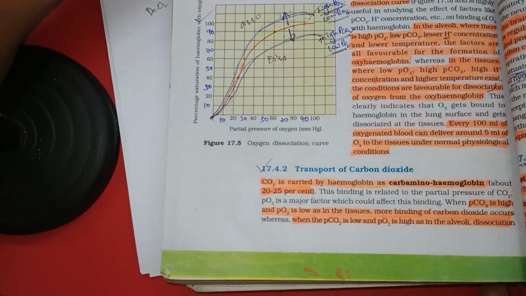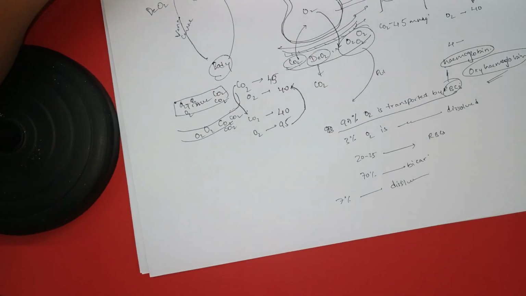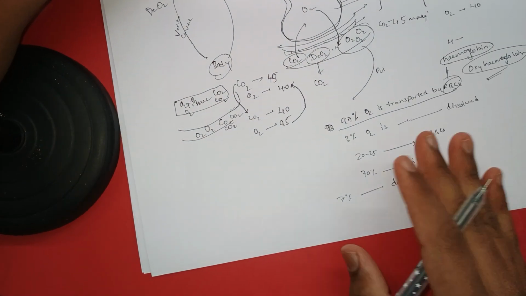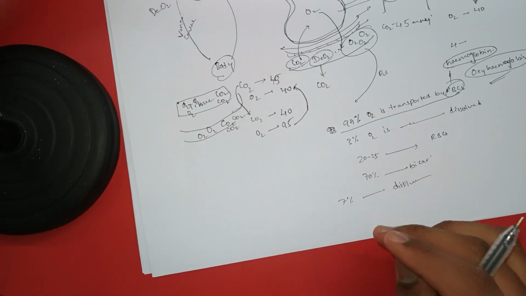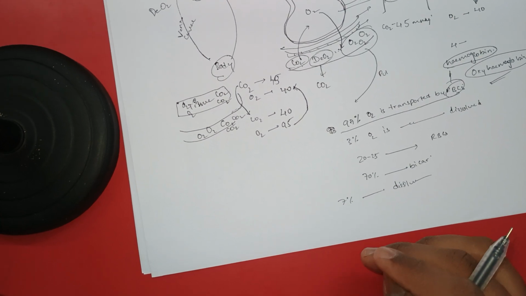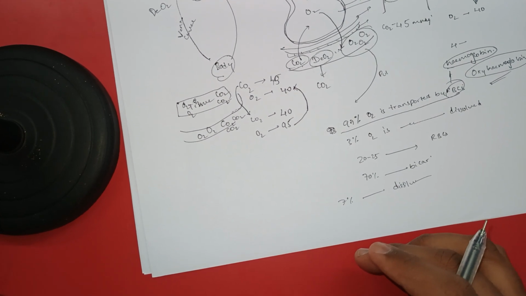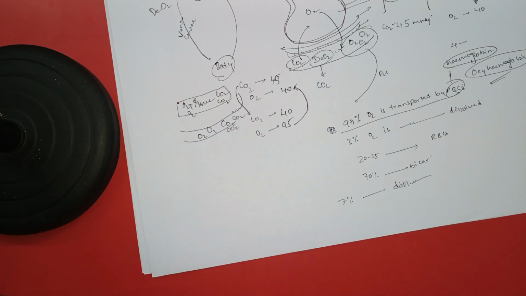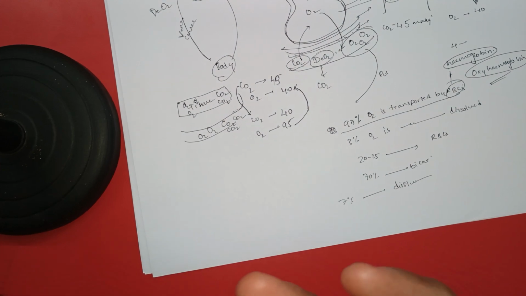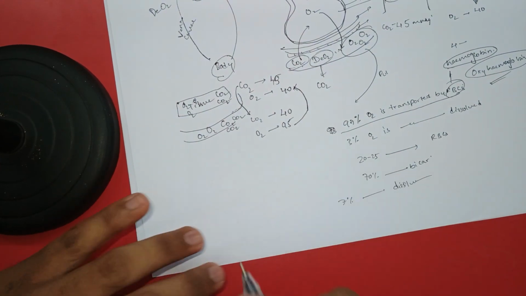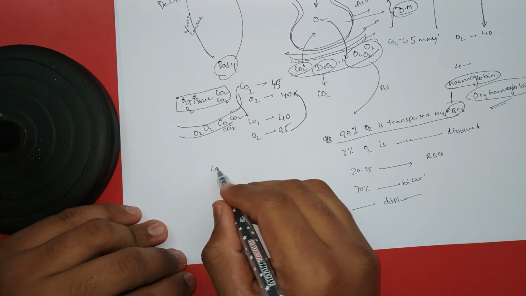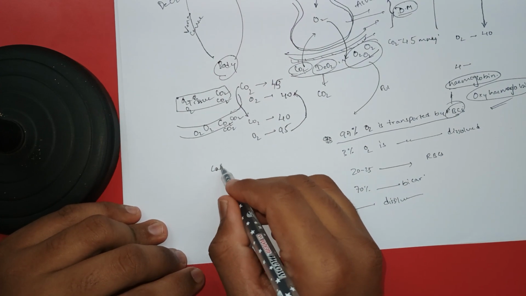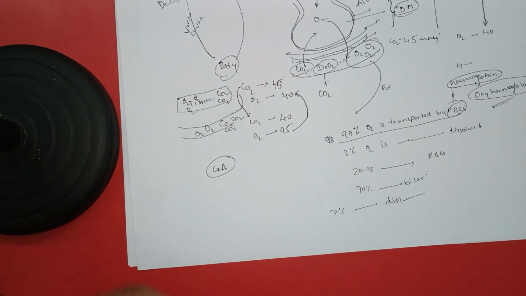Usually carbon dioxide is transported through the hemoglobin only 20 to 25% in the form of carbamino hemoglobin. Okay, carbamino hemoglobin. How is the formation or association of carbon dioxide and hemoglobin done? It is due to the presence of an enzyme called carbonic anhydrase, or CA.